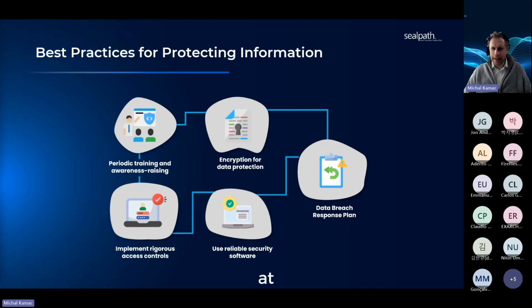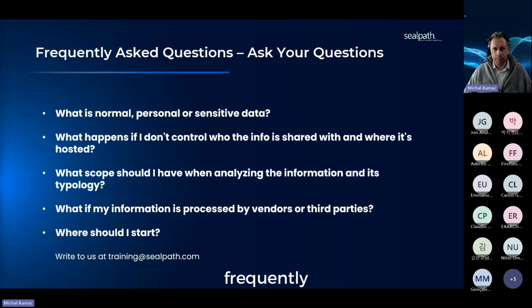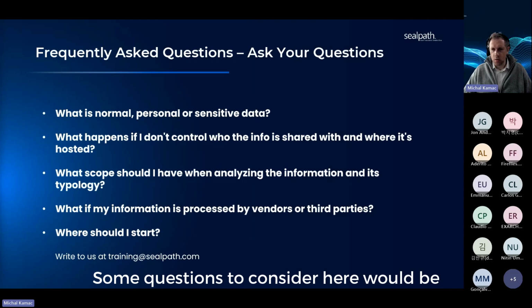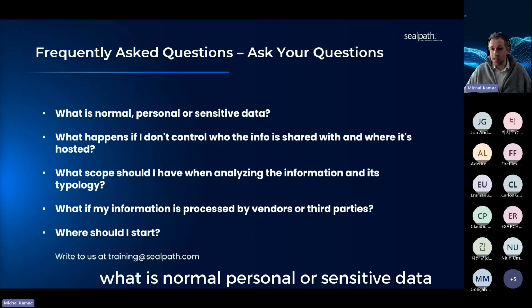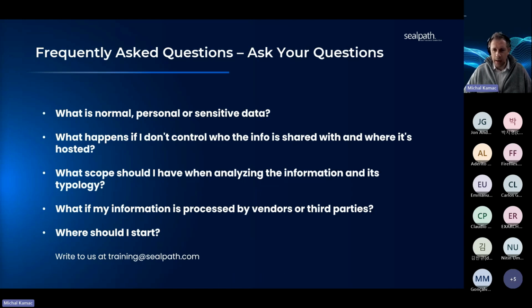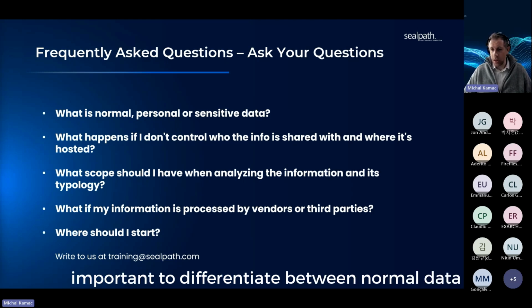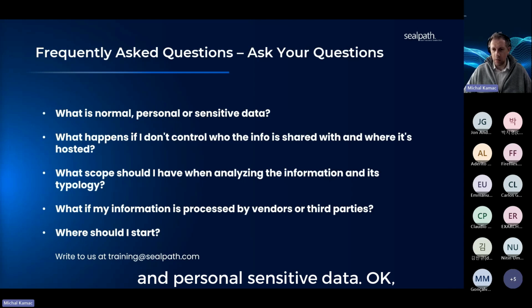So at the end, I would like to go over some frequently asked questions. Some questions to consider here would be, what is normal, personal, or sensitive data, and according to what criteria is it determined? So it's not only important to know the context of the data, but it's also important to differentiate between normal data and personal sensitive data, okay? Personal data is not normal data.